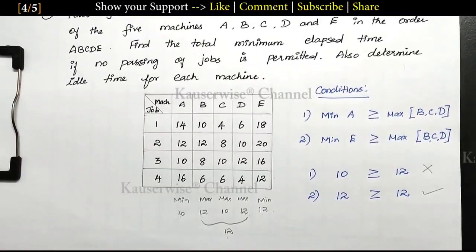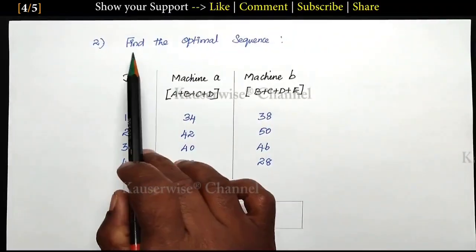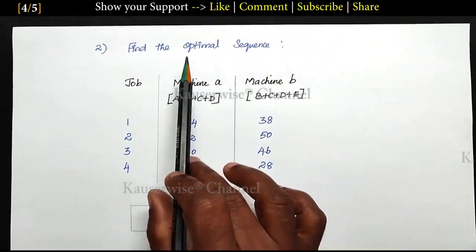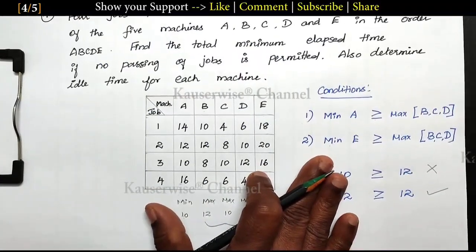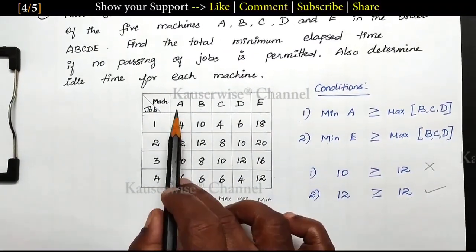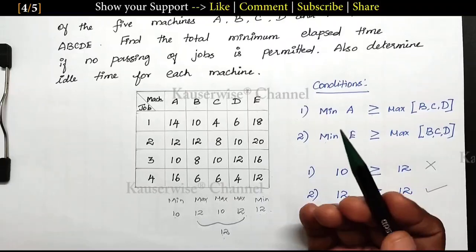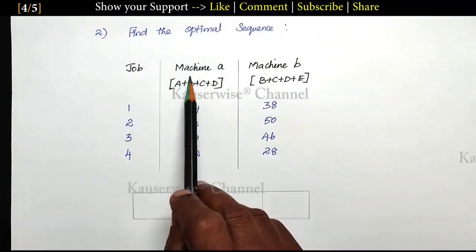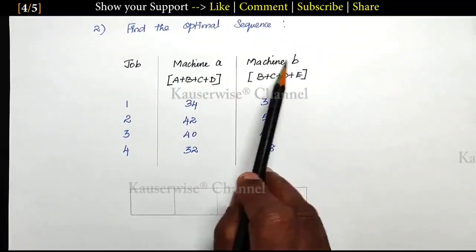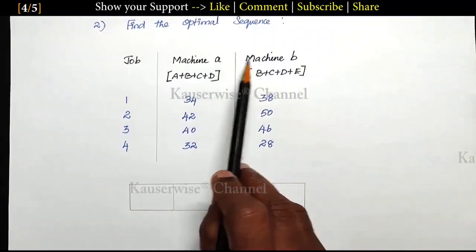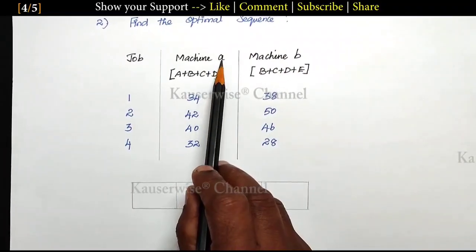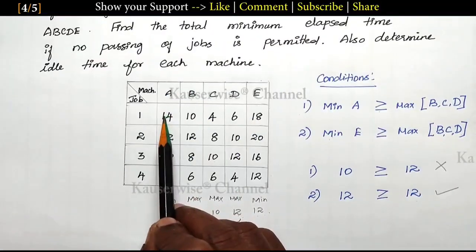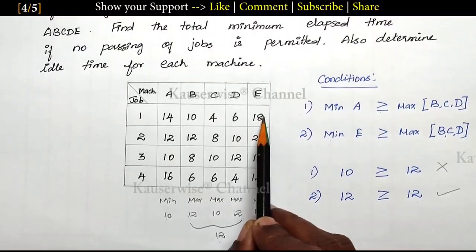Now let's see the second step. The next step is we need to find the optimum sequence. For that, convert the original problem into 2 machines. Here we have 5 machines. No, we need to convert into 2 machines. That is, we need to introduce 2 fictitious, that is imaginary machine. Machine A and machine B. Okay, for machine A duration, just add up all the duration except the last machine.